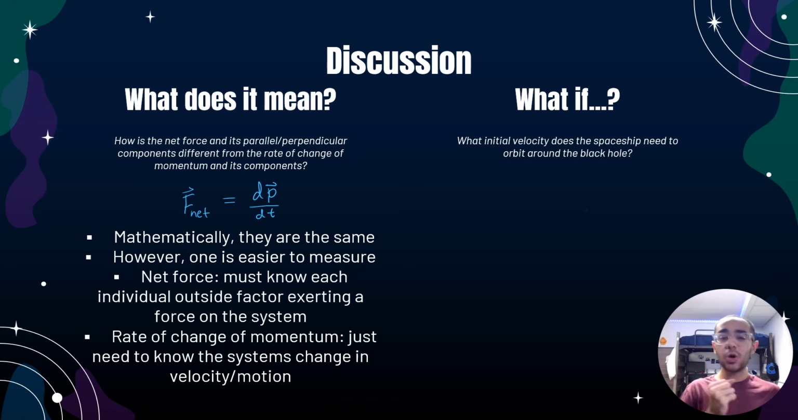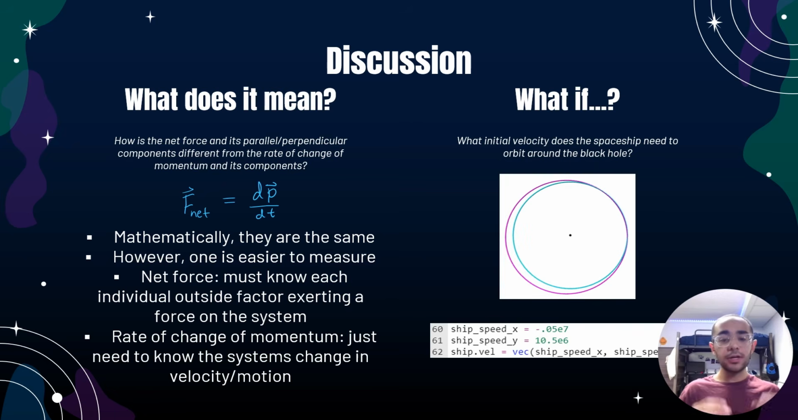The net force, you need to know every single outside factor playing a role in exerting a force on our system, and that can be crazy to calculate. But for the rate of change of momentum, all you need to know is the system's change in velocity or motion. Now, what if the initial velocity of the spaceship needs to orbit around the black hole? Well, through trial and error, here are the speeds. And in this case, the magenta is the orbiting of the spaceship around the black hole.